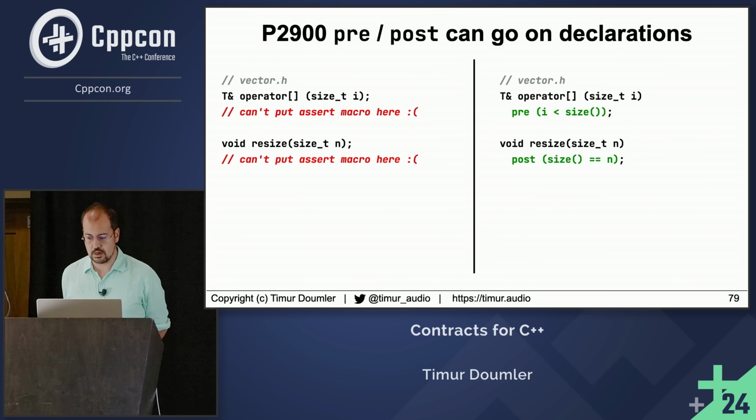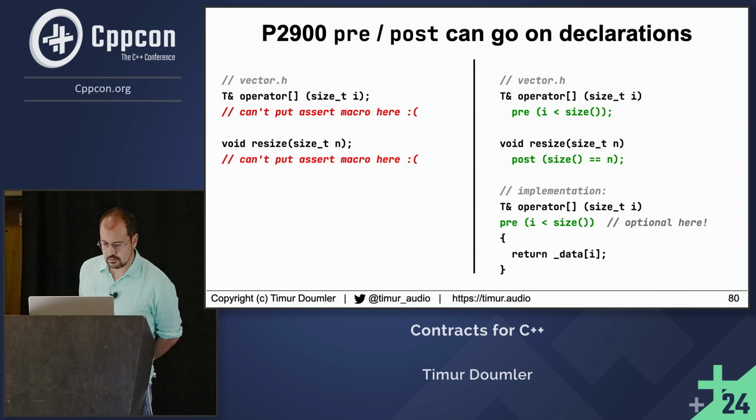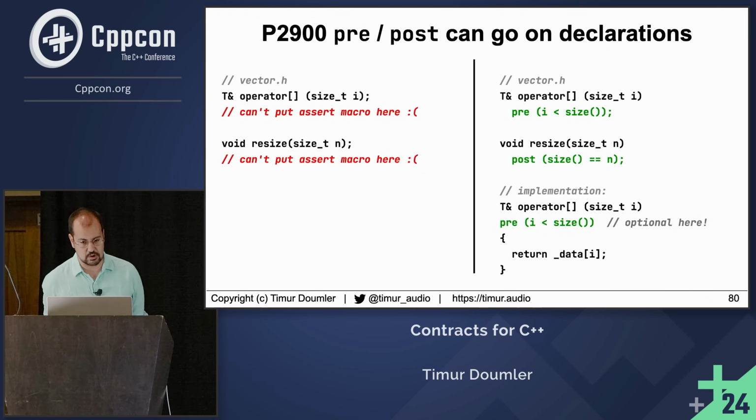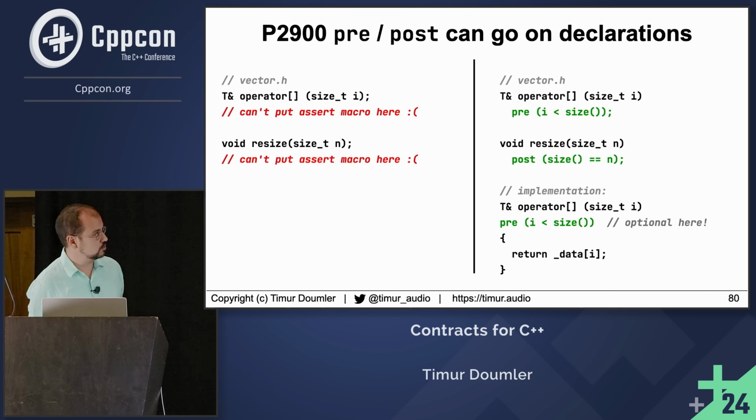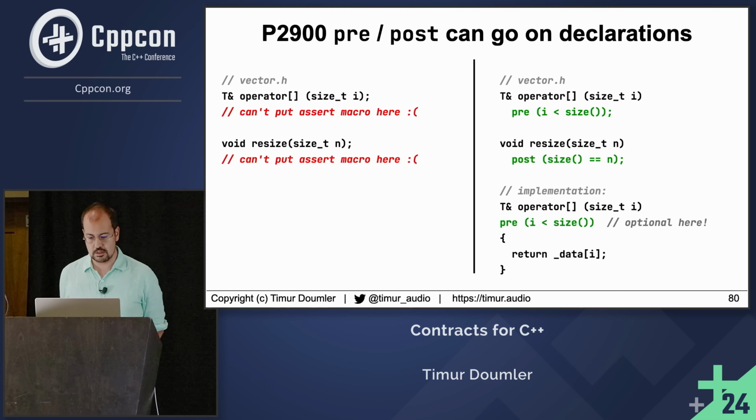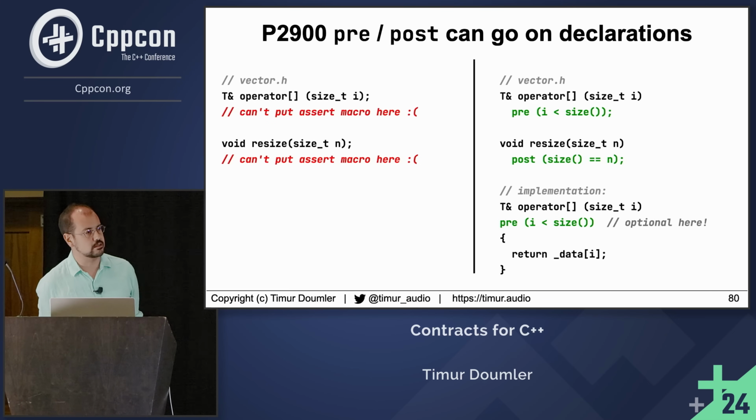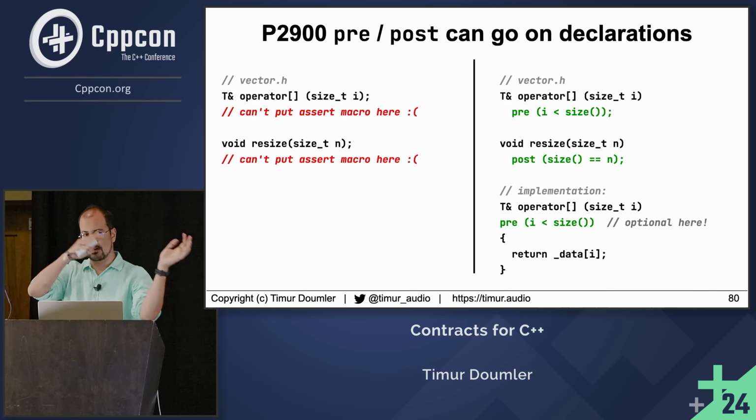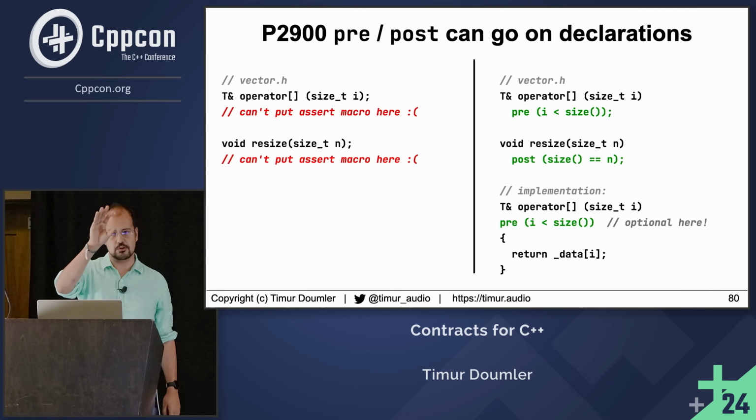You can optionally also put them on subsequent declarations. For example, a definition. You can repeat the pre there. It's optional. You don't have to repeat it, but you can. If you do, it has to be the same precondition sequence or postcondition sequence. But it has to be on that first declaration, right? So if you have declaration and definition kind of separate in your code, then the pre and post conditions need to be written out on the first declaration.